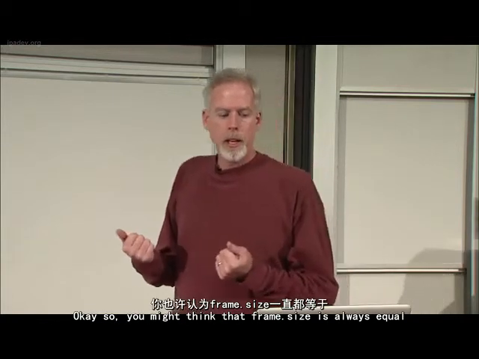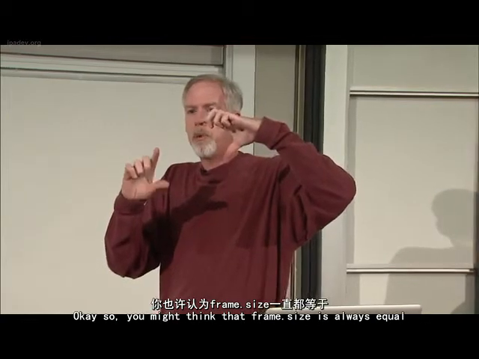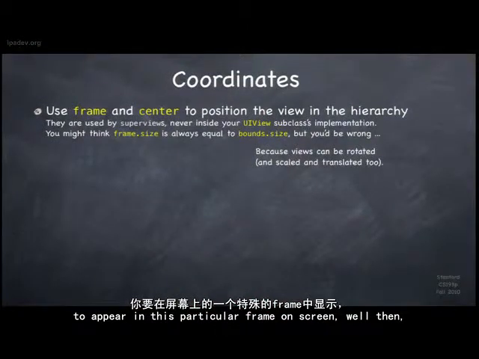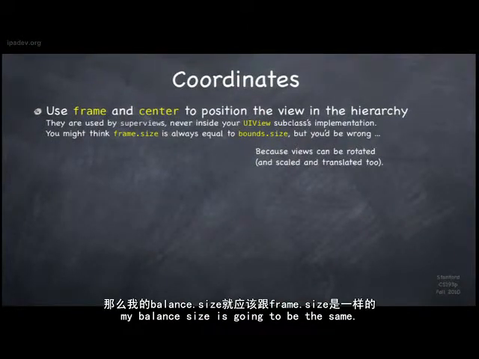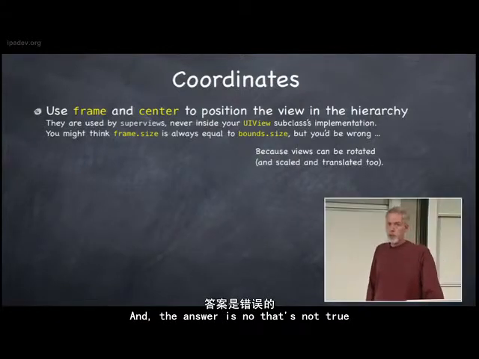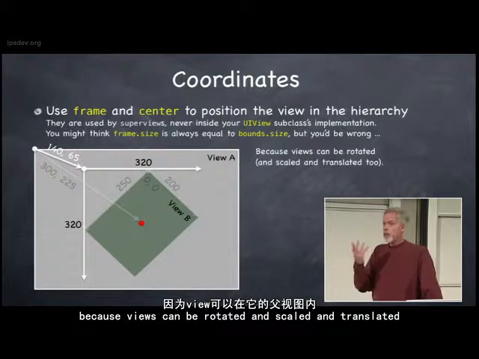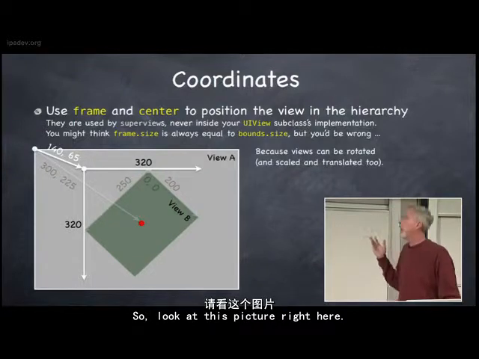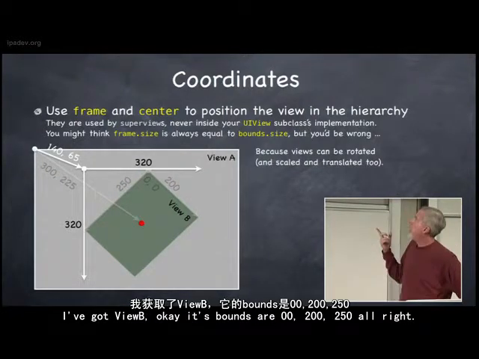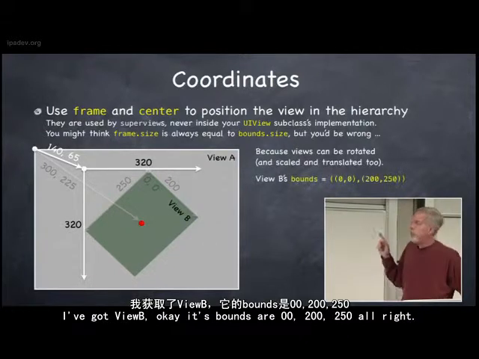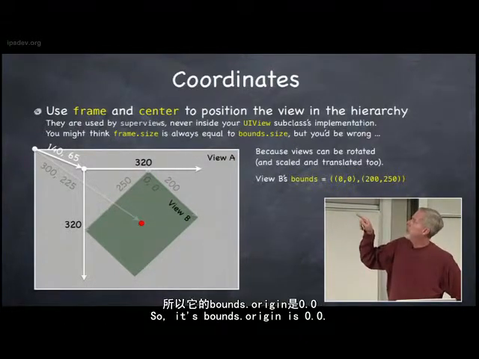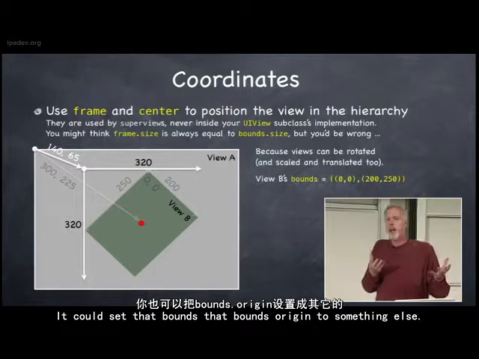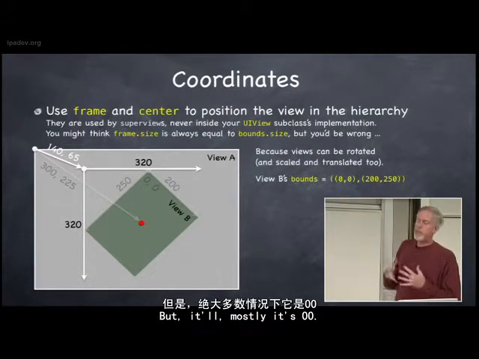Okay, so you might think that frame.size is always equal to bounds.size, right? Because someone says to you, you're going to appear in this particular frame on screen. Well, then my bounds size is going to be the same. And the answer is, no, that's not true, because views can be rotated and scaled and translated within their superviews. All right? So look at this picture right here. I've got view B. Okay, its bounds are 0, 0, 200, 250. All right? So its bounds.origin is 0, 0. It's in its own coordinate system. It could set that bounds origin to something else, but mostly it's 0, 0.